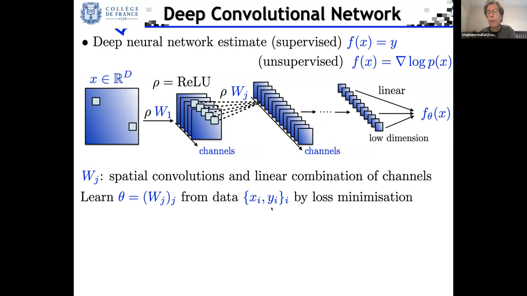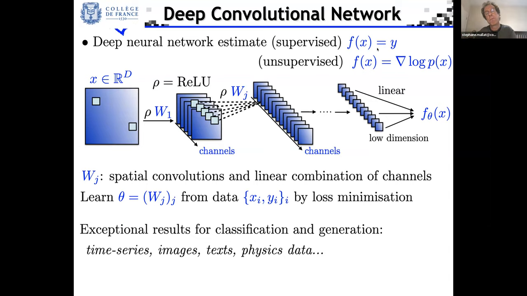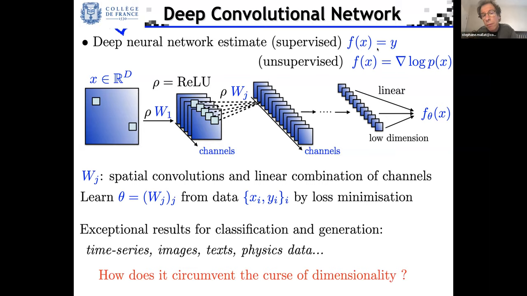Now, the remarkable result of this is that it works not only for classification, but also for generation and for many different types of data: time series, images, text, physics data, and so on. And the big question that we are all wondering is, how come these structures, which are relatively fixed, I mean, it may vary, but they look very much alike, are able to circumvent the curse of dimensionality? That will be the center of the talk.